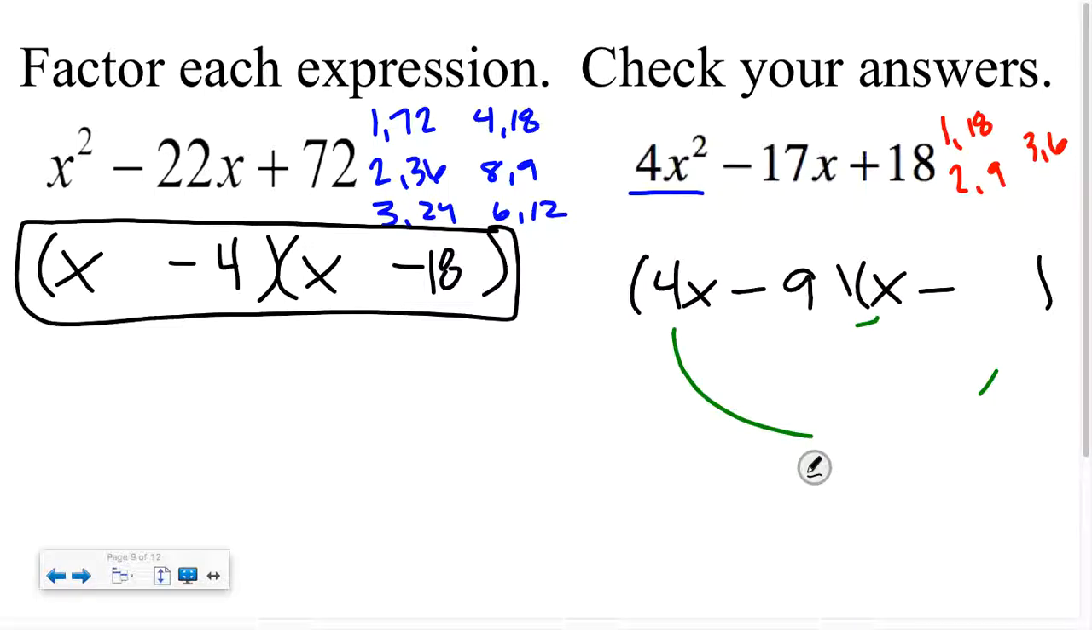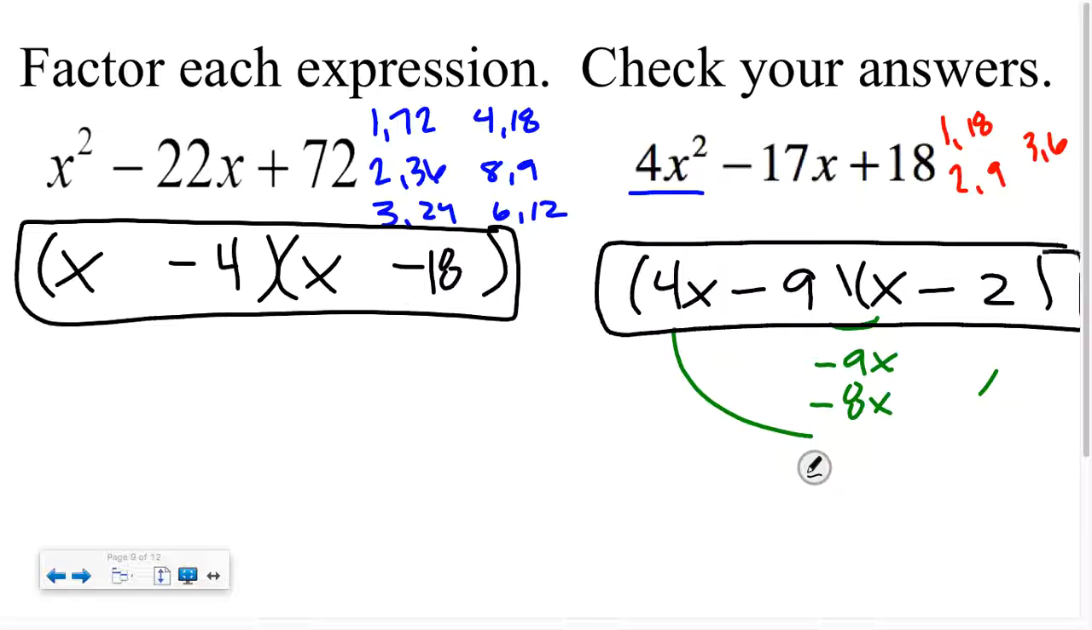by doing 9 first and then 2, my outside terms, 4 times negative 2, make negative 8x. My inside terms, negative 9 times x would make negative 9x. Negative 9 and negative 8, is that negative 17? Alright, there it is. The more you do them, you'll be able to see it quicker. We just have to keep working through them.